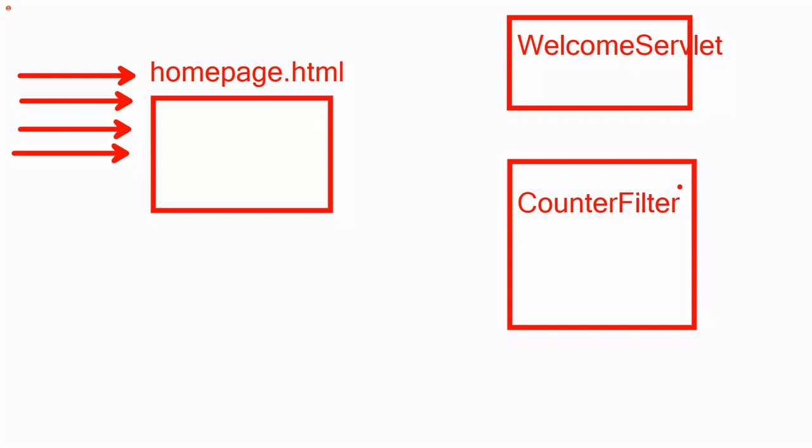First, my task is clear. Whatever the question asked is clear. I'll send a request to homepage.html, then the count should increase. One more request, the count should increase. One more request, the count should increase. The count will never decrease. We are counting the number of views of the HTML program.